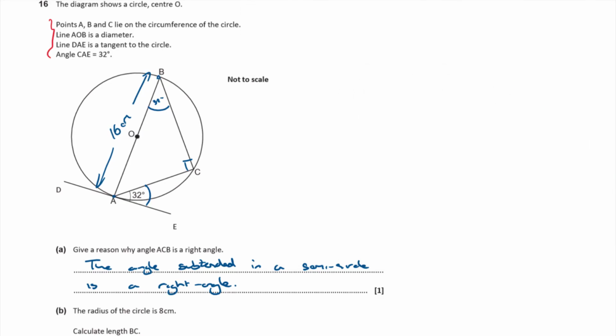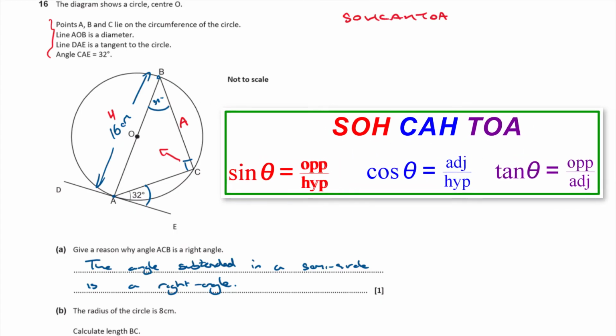Okay, so now I've got a right angle triangle where I know one side and I want to find another side. Relative to that 32 degree angle, this side over here would be the adjacent, and the 16 is opposite the right angle, so this is the hypotenuse, isn't it? Okay, so I'm going to be using SOHCAHTOA in order to identify which ratio I'm going to use.